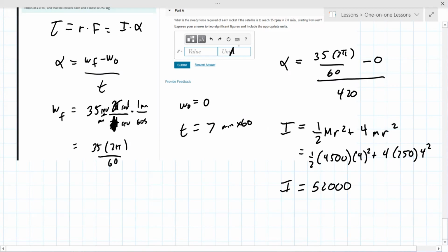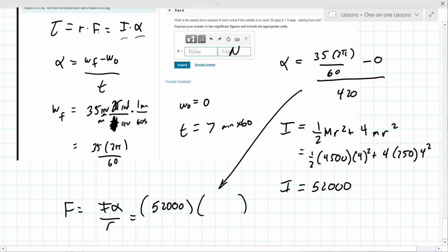Okay, what are the units for this? That's not newtons, but that's not the answer. I mean, we're piecing this together. We found alpha, we found I, we're trying to find F. So F is equal to I alpha over R. We finally have enough numbers to do this. 52,000 times whatever that is for alpha, which we'll get. That number goes there, over 4.